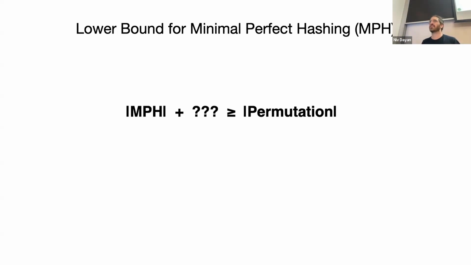Does that kind of make sense? So what does a permutation store? A permutation stores the data entries and their ordering. What does a minimal perfect hash function store? Not the data, but it does have ordering. So what do we need to add? Yeah, the data. And how big is the data?